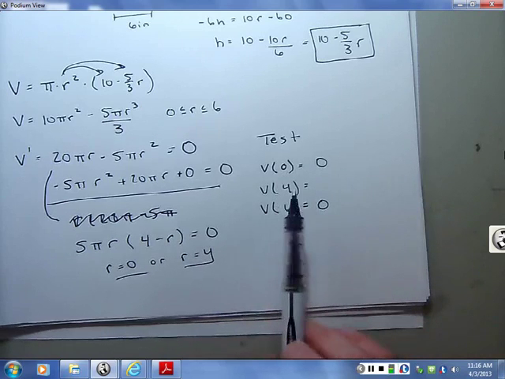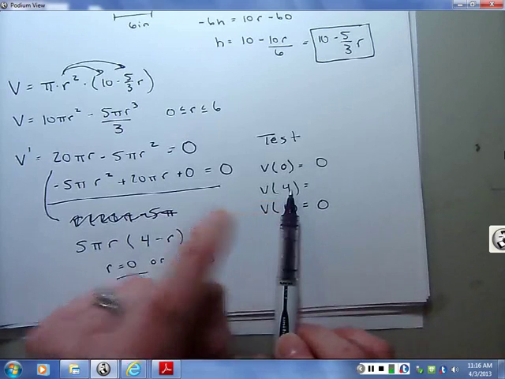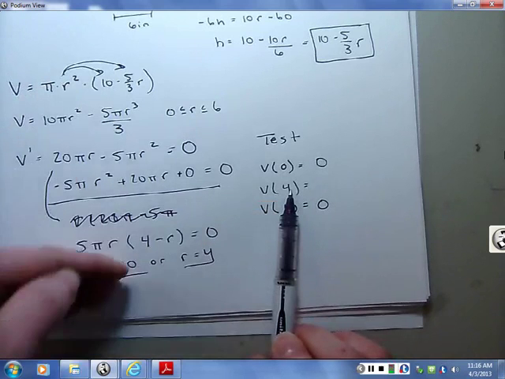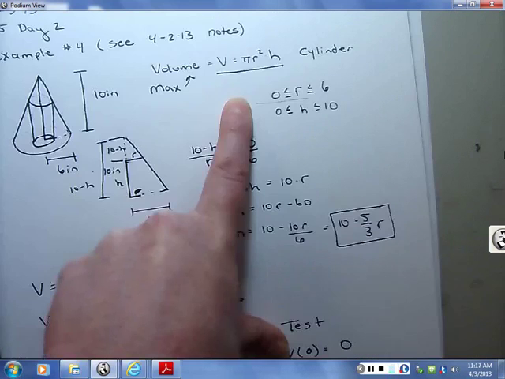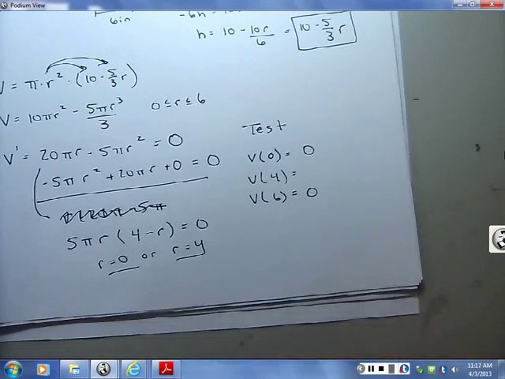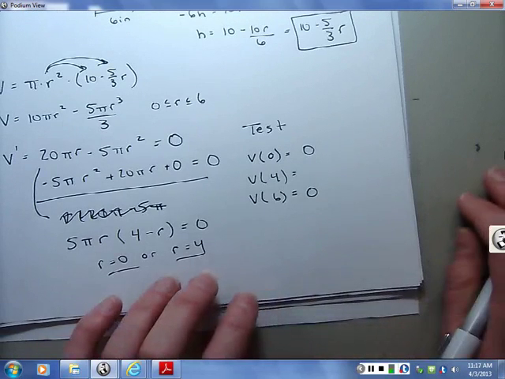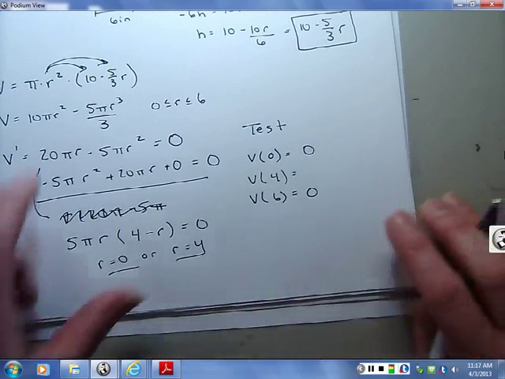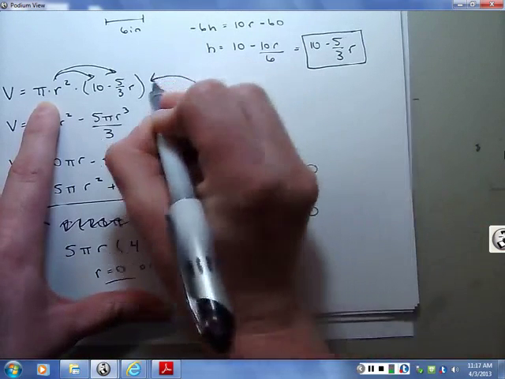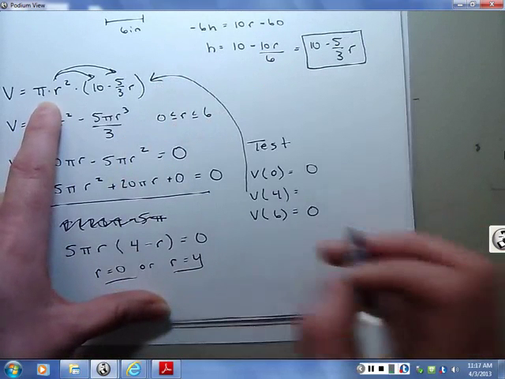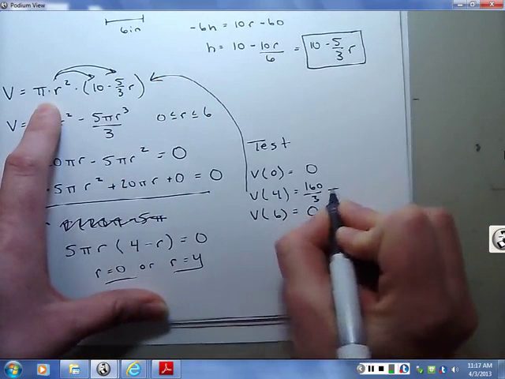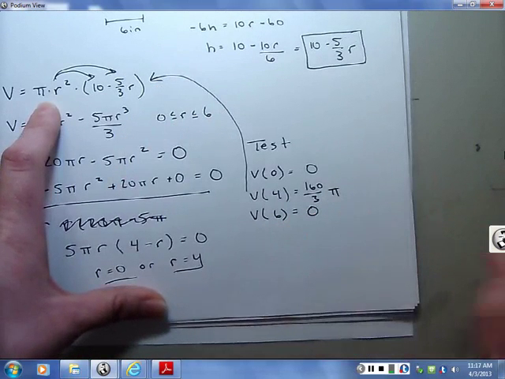Now here, as r is 4, I can plug it into the volume formula for specifically r, or I can find h and plug it back into the original volume formula. I don't know what it's asked me. It just asked me for the maximum volume, so I don't need to find h. I already have a formula for volume in just terms of r. So if I plug this in, I get 160 over 3 pi. So this is the max volume.